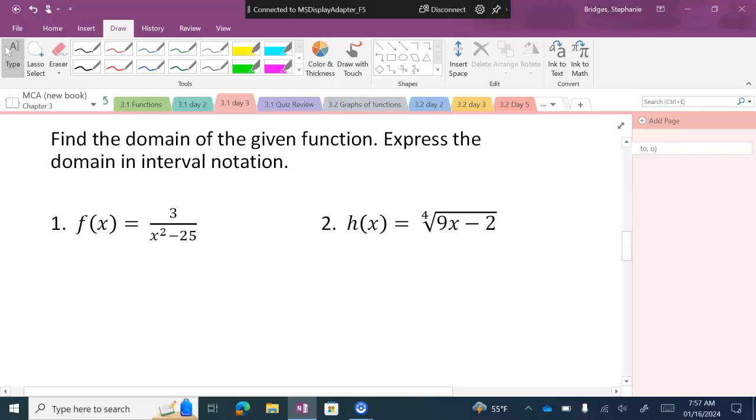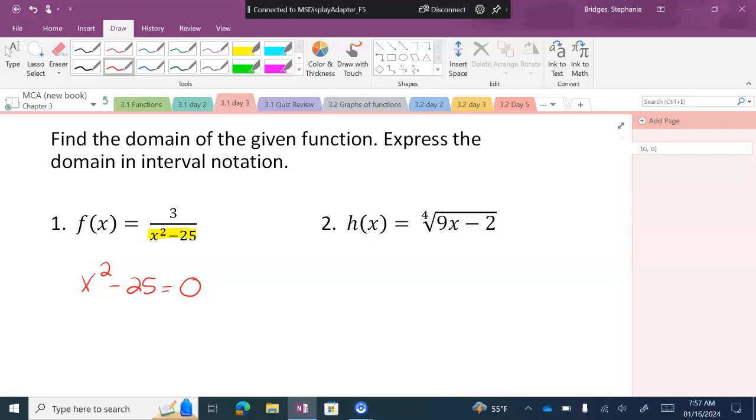All right, with number 1, f of x is equal to 3 over x squared minus 25. Do I have either a fraction or an even radical? I do. I have a fraction, which means I cannot have whatever numbers make that denominator turn to 0. So we're going to start by, again, focusing on the denominator only. We're going to figure out what values make x squared minus 25 equal to 0. And I know some of y'all can probably look at it and tell at this point.